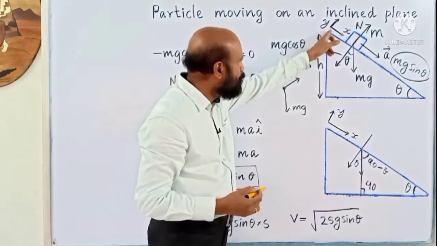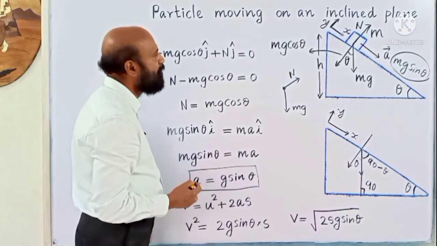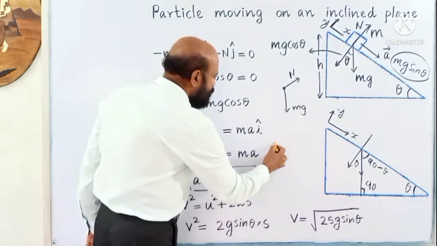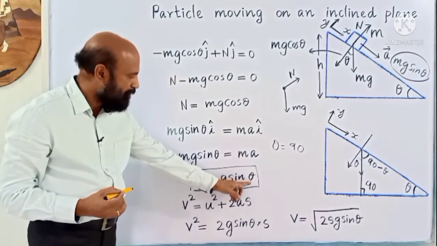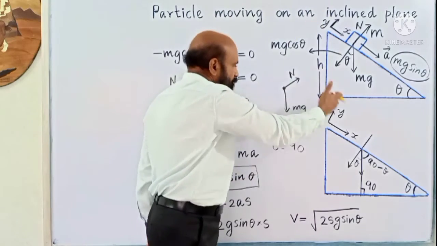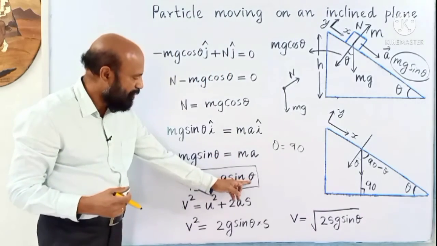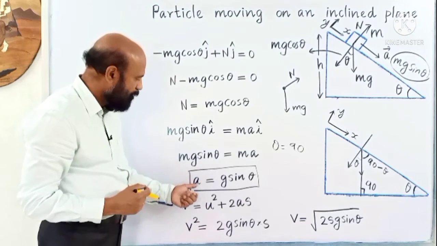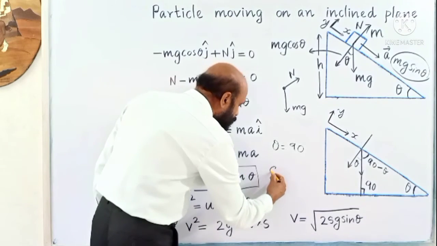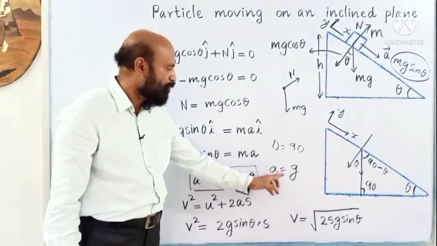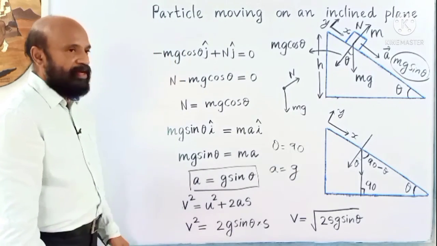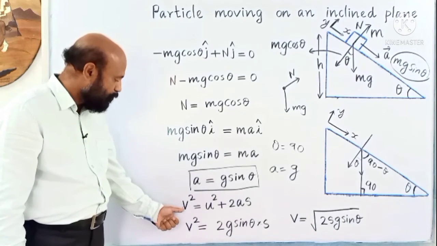Suppose the plane is vertical. The plane is vertical, then theta will be 90 degrees. Theta is 90 degrees, sin 90 is 1. So a will become equal to g, the acceleration due to gravity.